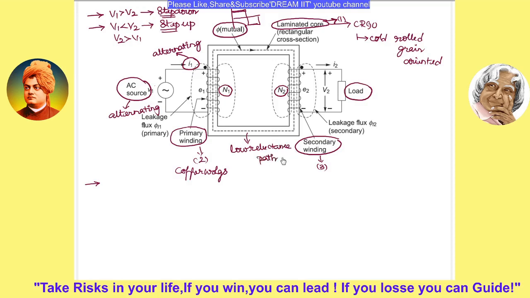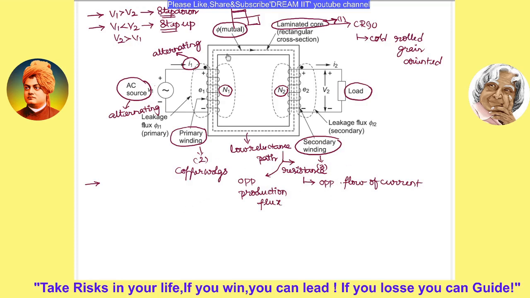So what is the meaning of this reluctance? Reluctance is electrical equivalent to resistance in the electrical circuit. Resistance means it is opposing the flow of current. Here, reluctance means which will oppose the production of the flux. That is called the reluctance in the magnetic circuit. This is in the electrical circuit.